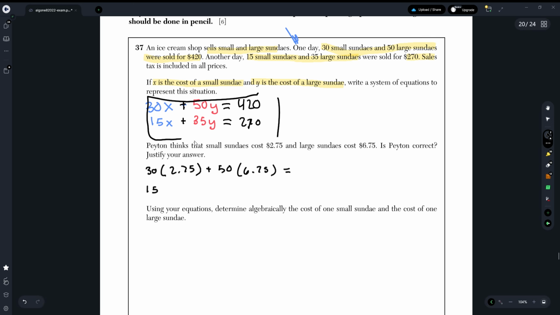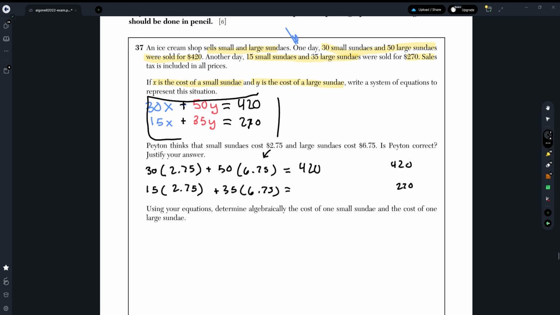Here we're going to write down 15 small sundaes. We're going to multiply by 2.75 plus large sundaes, which is 35 of them, and then here's 6.75. And this one should be equal to 420, and this one should be equal to 270. So let's see. Let's plug that into our calculator. 30 times 2.75 plus 50 times 6.75. This is equal to 420. So far so good. He's right.